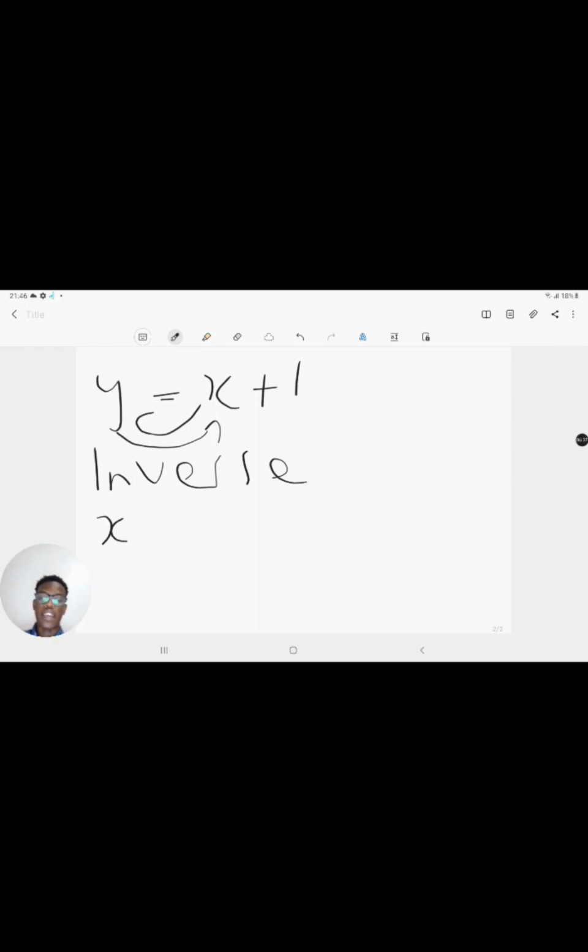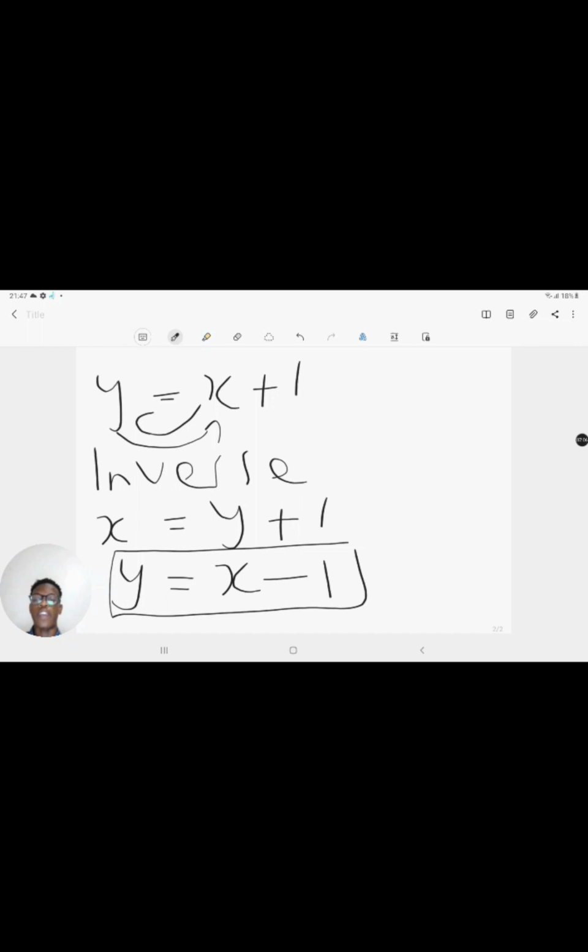Then we will get x is equal to y plus 1, right? But then what we went on further to do is we made y the subject of the formula. That's what we did in our video on inverses. So what did we have? If the 1 goes to the other side so that y stays on its own, what we have is y equals x minus 1. And this would be the equation of the inverse.